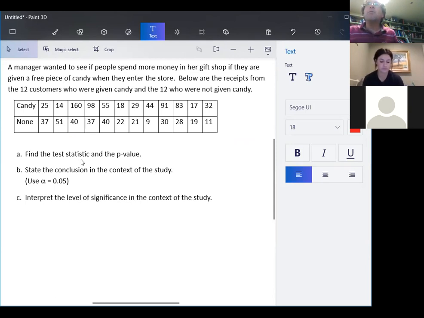Okay, so now what we want to do is find the test statistic and the p-value. We need to get a hypothesis. So what's the difference in this example and the one I just did?